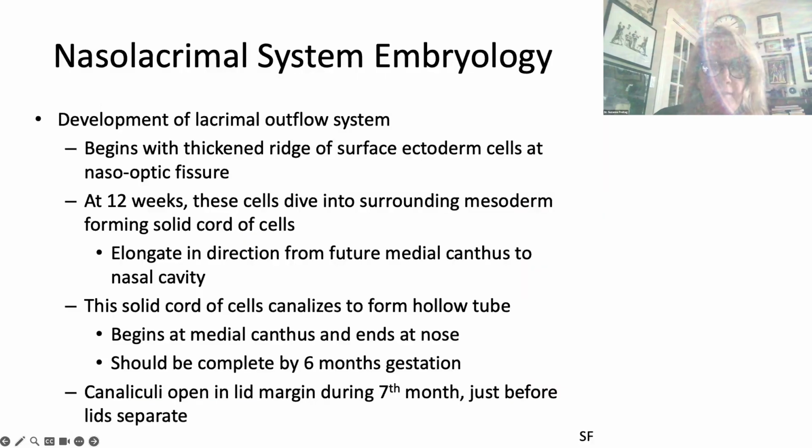of Hasner. The development of the lacrimal outflow system begins with a thickened ridge of surface ectoderm cells at the naso-optic fissure. At 12 weeks, these cells divide into the surrounding mesoderm, forming a solid cord of cells. We'll see this on the next slide. This elongates in a direction from the future medial canthus to the nasal cavity, and then this canalizes to form a hollow tube. And this should be complete by about 6 months of gestation. And then the canaliculi open into the lid margin around the 7th month, just before the lids separate.